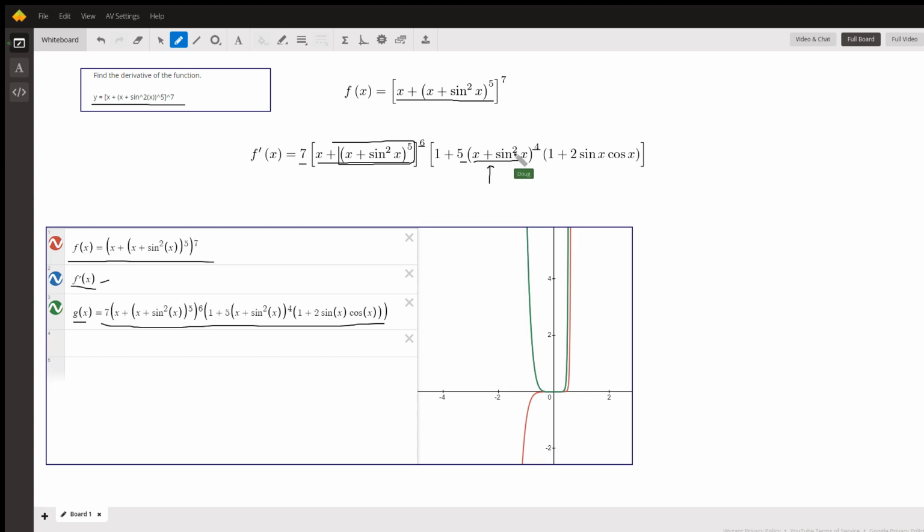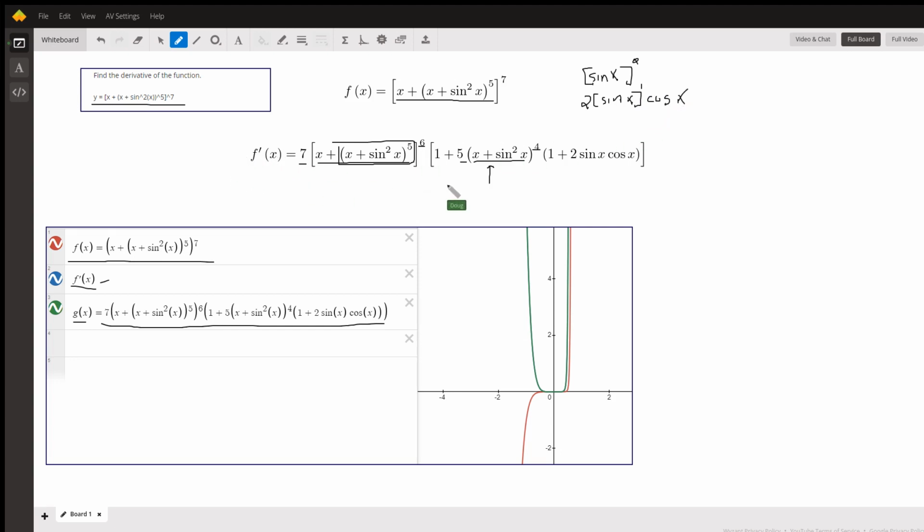The derivative of sine squared, think of that as sine of x, the quantity squared. So it's the power rule again. Bring the 2 down front. Keep the inside the same. Reduce the exponent by 1. Multiply by the derivative of the inside, which is cosine.